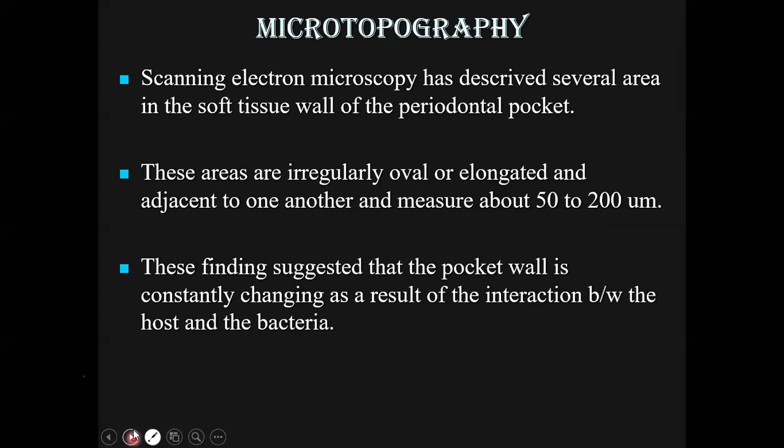Scanning electron microscopy has described several areas in the soft tissue wall of the periodontal pocket. These areas are irregularly oval or elongated and adjacent to one another, and they measure about 50 to 200 micrometers. These findings suggest that the pocket wall is constantly changing as a result of interaction between the host and the bacteria.